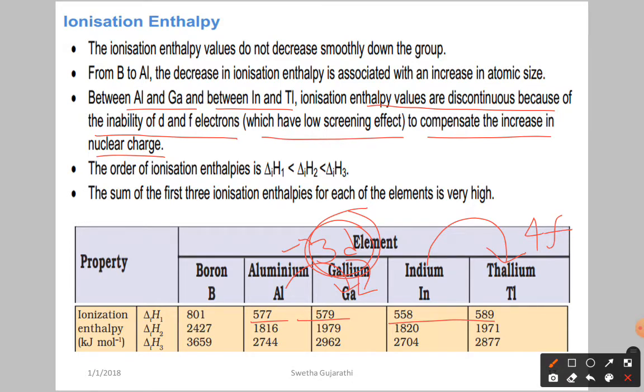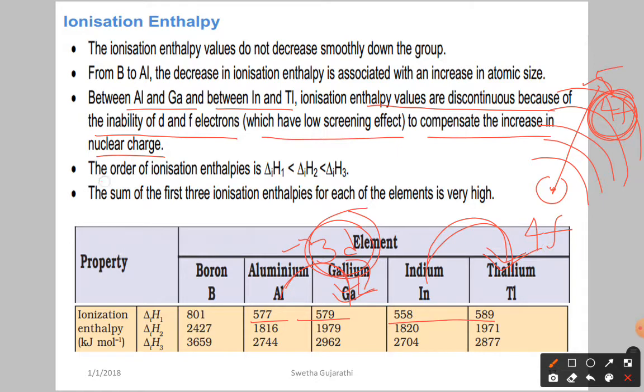So here we have the 4f electrons. The 4f electrons have a poor screening effect, so they are going to attract the outermost shell of electrons. So again the size is going to decrease. Because of that, you can see from aluminum to gallium it is again going to increase. After that, from indium to thallium it is going to increase.